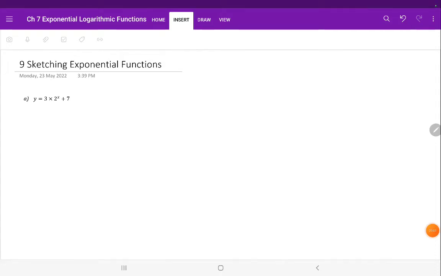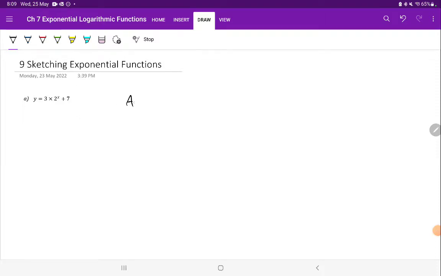Alrighty, so we're going to do a little bit more sketching of exponential functions. So here's our function, y is equal to 3 times 2 to the x plus 7. So asymptote, so important when doing exponential functions, is going to be y is equal to 7. And then let's do our y-intercept.